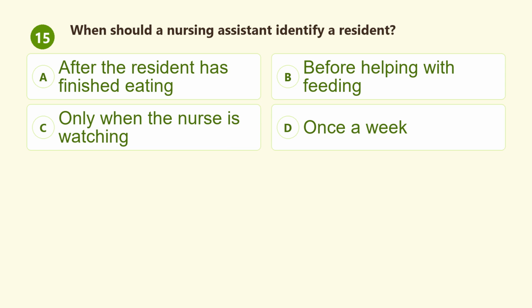Question 15. When should a nursing assistant identify a resident? Option A, after the resident has finished eating. Option B, before helping with feeding. Option C, only when the nurse is watching. Option D, once a week.